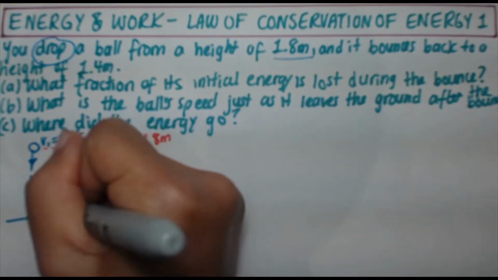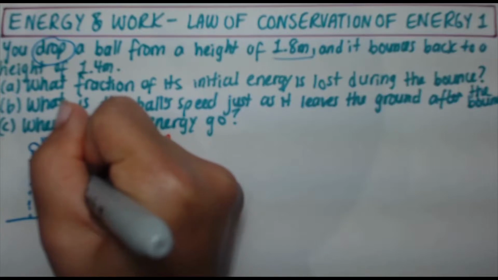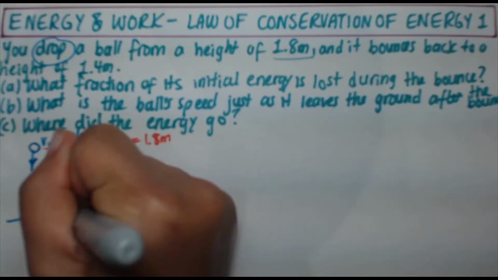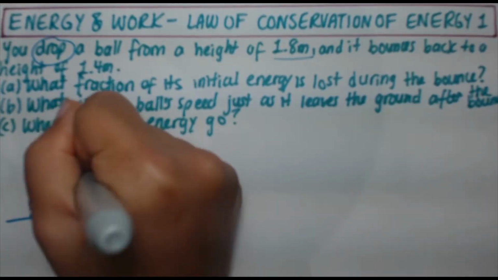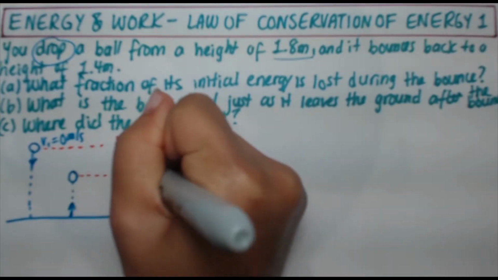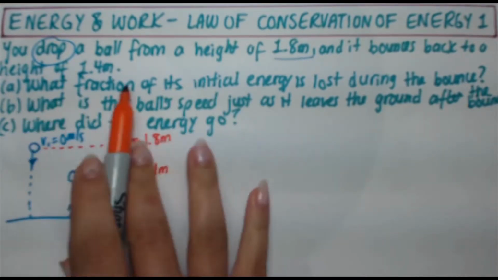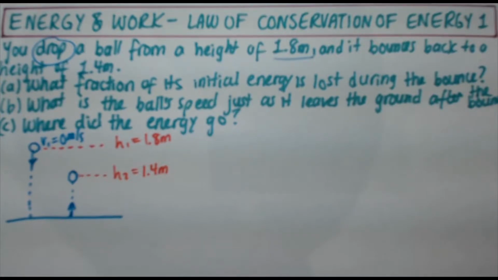The ball falls down and then it bounces back up to a height of about 1.4 meters. So there's our second marker. H2 is 1.4 meters. Now, what fraction of its initial energy is lost during the bounce?